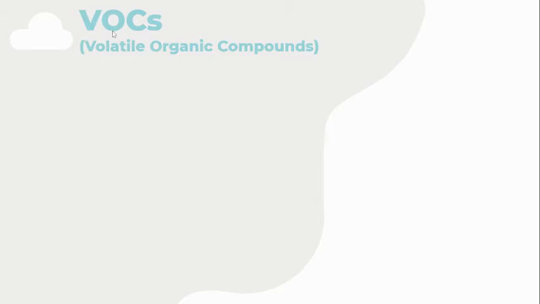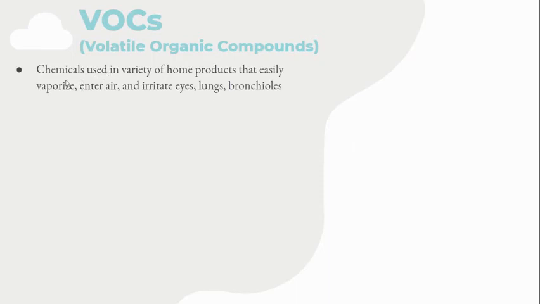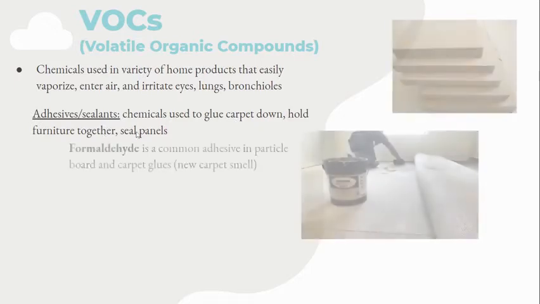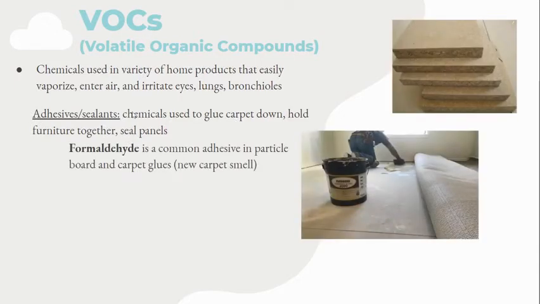Now, the volatile organics, anything that has carbon and anything that evaporates quite quickly and creates what we would call fumes. Chemicals used in a variety of home products that easily vaporize, enter the air, irritate the eyes and lungs and bronchioles, right? These are adhesives or sealants, chemicals used to glue carpet down, hold furniture together, seal panels. We use a variety of different products that we need to be more aware of. And some products we use without actually understanding their long-term effects on the human body, right? So we can be more conscious about using these products, and that's something that we'll cover a lot more in the next unit as well.